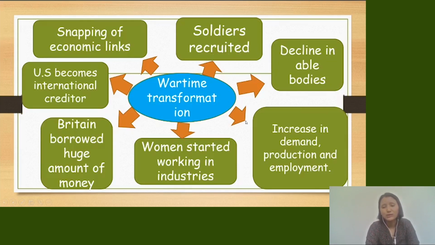Okay, so during the war, there's an increase in demand for the goods which were related to the war. Because of that, there's an increase in production and then there's an increase in demand. So during the war, women started working in industry because the men had gone to fight the war. And during the First World War, Britain borrowed a huge amount of money from US banks and the US public. And during the war, the US became an international creditor; before, they were an international debtor. So during the First World War, there is a breaking of economic links between powerful countries because now they are fighting each other. So these are the changes that happened during the First World War.